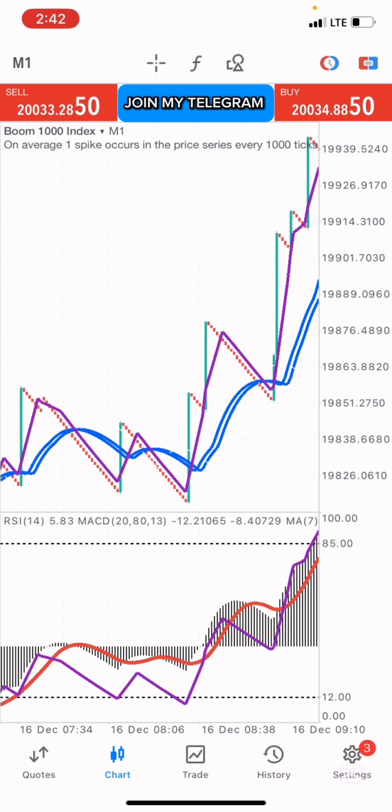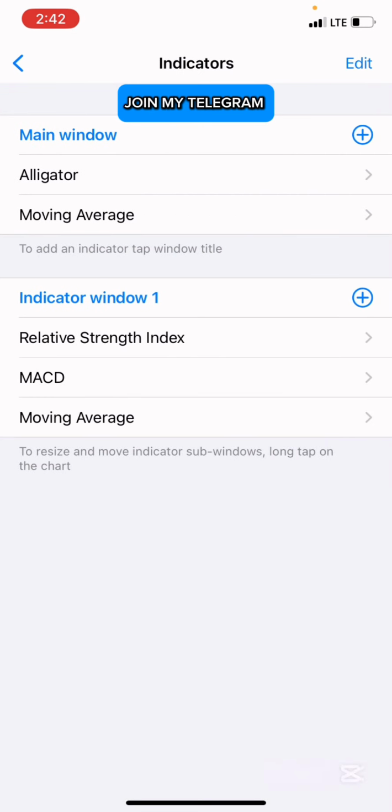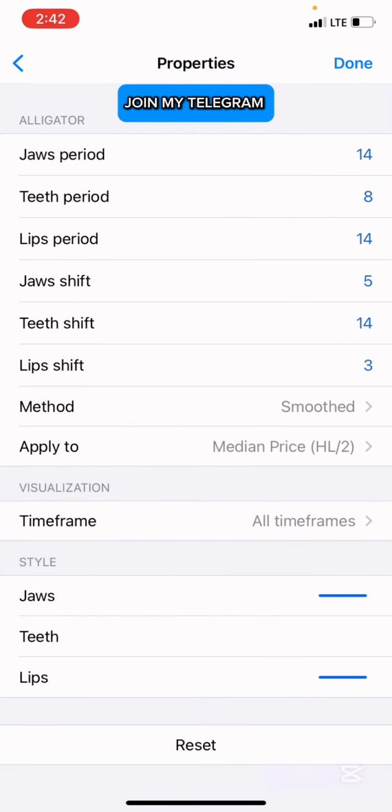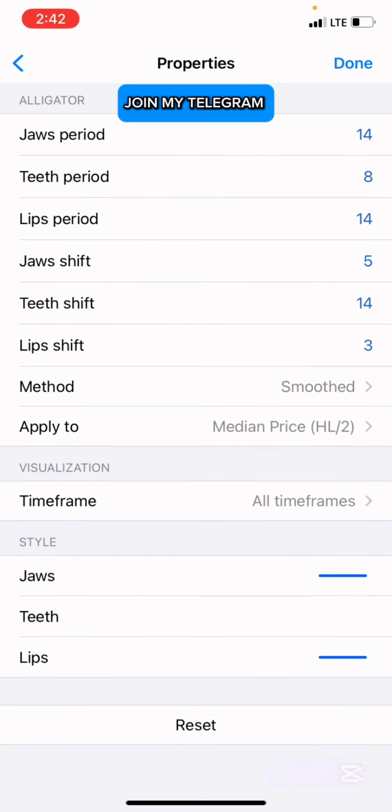First and foremost, we're going to start on the parameters. I'm going to share with you guys the setup for this strategy. First, on the main window, we'll put on Alligator and moving average, and in the indicator window 1, I use the relative strength index, the MACD, and the moving average. So we'll go on the Alligator: jaw period on 14, teeth period on 8, the lips period on 14, just as you can see right here. So these are the parameters for the Alligator.